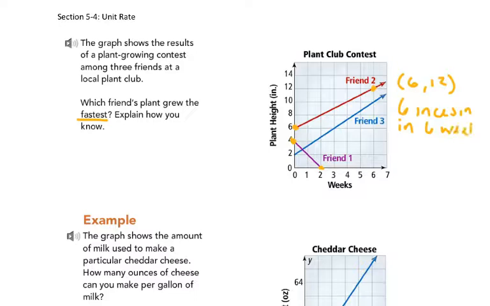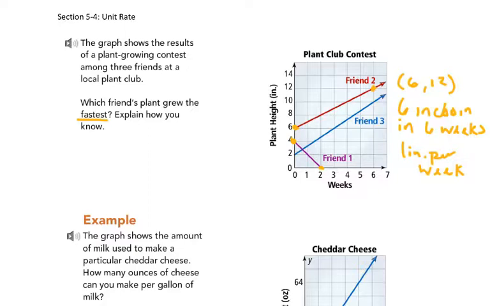If we talk about its unit rate, that would mean we're looking at how fast it grows per week. So if it was 6 inches in 6 weeks, that means it grew 1 inch per week. So we would say that the unit rate is 1 inch per week.